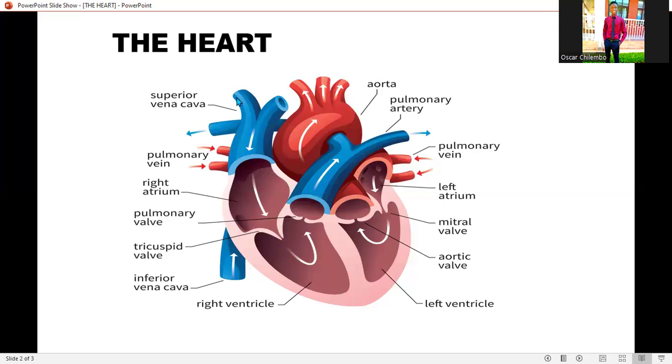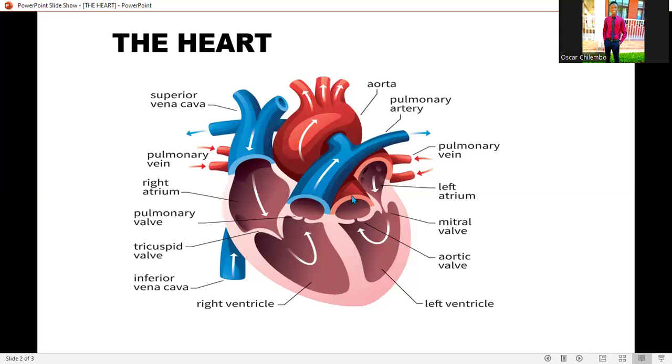So all that blood that is coming from the head and from the hands is going to come, okay, using the superior vena cava. Okay, then it will come into the right atrium. From the right atrium, just before it goes into the right ventricle, there is a valve here.